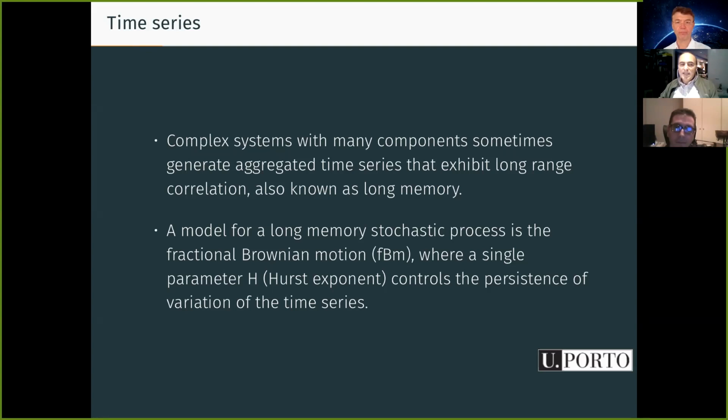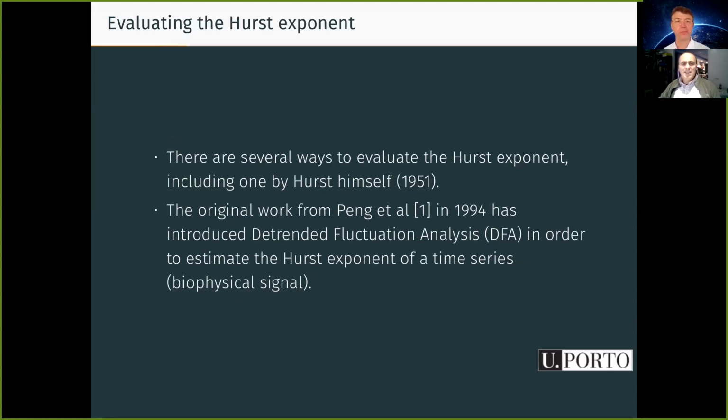One of the ways to model time series that have long memory, some kind of persistence, that are autocorrelated for long periods, is the fractional Brownian motion. The fractional Brownian motion is governed by a single exponent, the Hurst exponent. Hurst introduced the concept in 1951, and in 1994, Peng from Stanley's group in Boston, with Gene as one of the co-authors, introduced the detrended fluctuation analysis in order to estimate the Hurst exponent of a given time series.